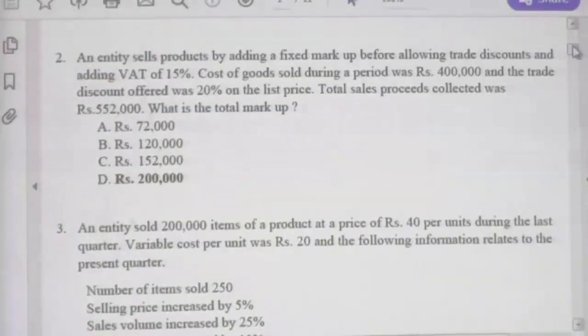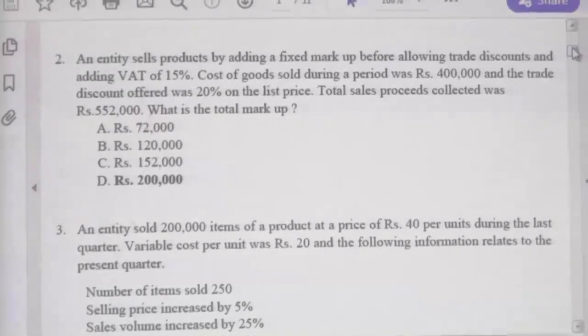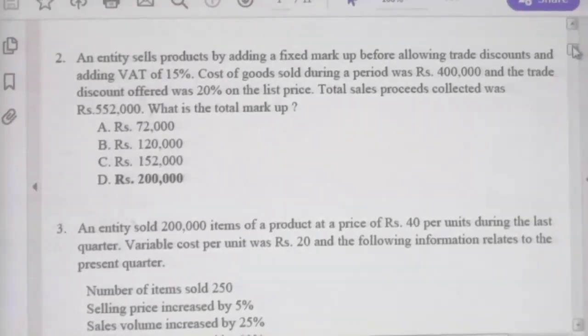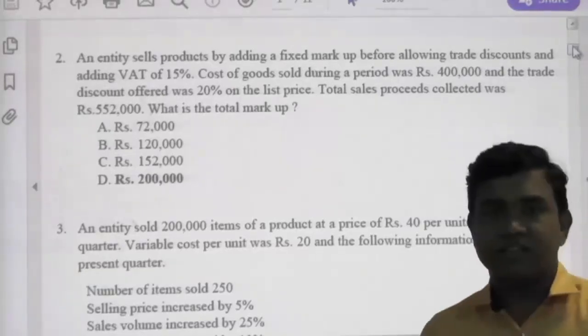Right, the second question: an entity sells products by adding a fixed markup before allowing trade discount and adding VAT 15%. Cost of goods sold during the period is 400,000 and trade discount offered is 20% on the list price. Total sales proceeds collected was 552,000. What is the total markup? That is, total markup means before deducting discount. They ask you what is the total markup.